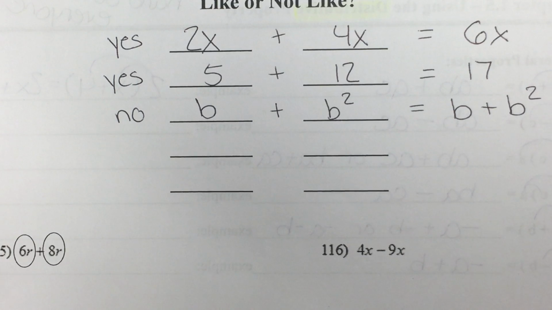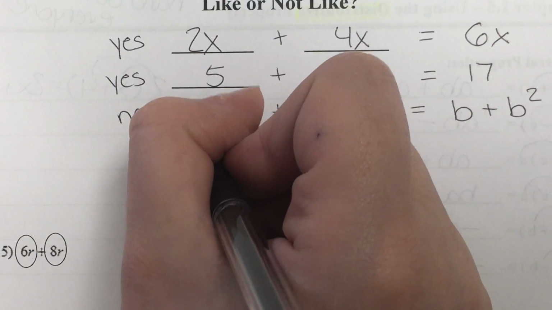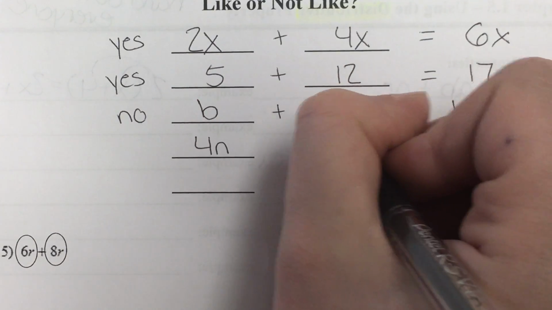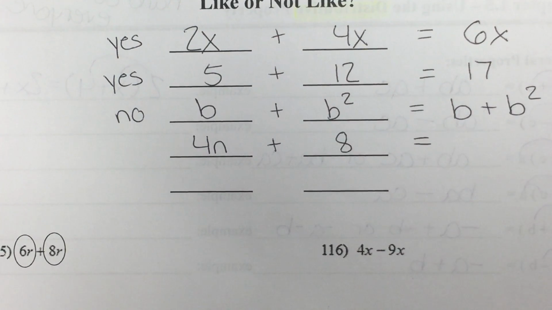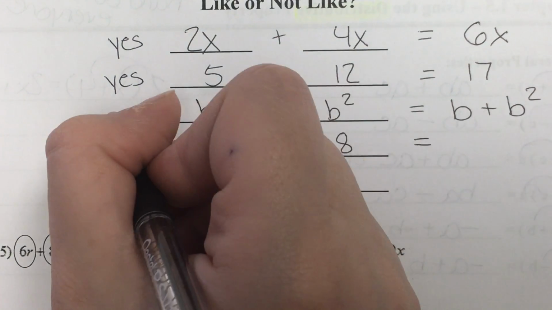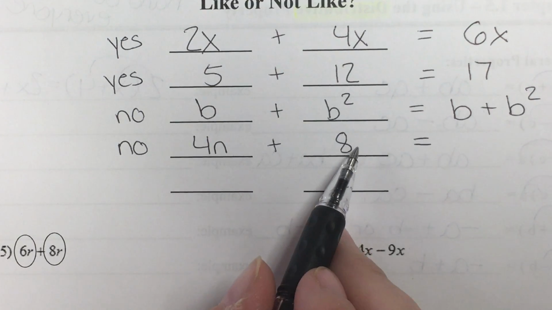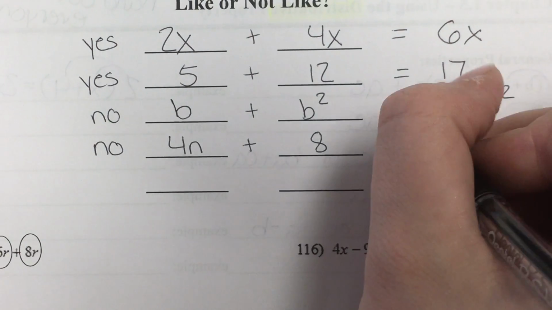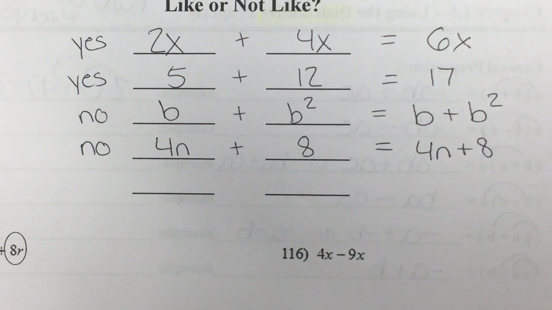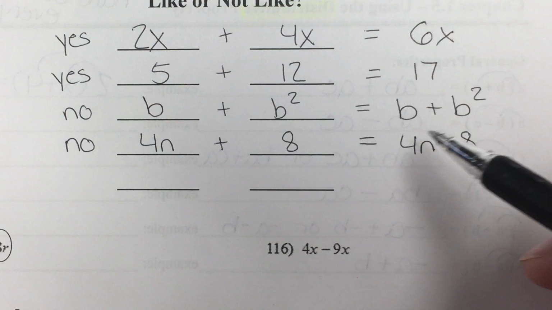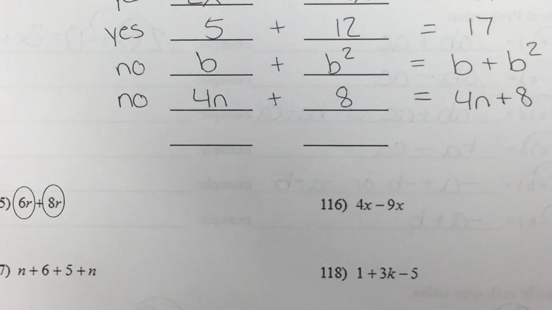If you can't combine them, you can't combine them. Just leave it the way it is. All right. How about 4n plus 8? Are these like terms? No, these are not like terms. This one has a variable, this one doesn't have one at all. So once again, if you can't combine like terms, you just leave them the way they are, 4n plus 8. That's the best you can do. This would be considered already simplified. Nothing else to do to this, okay?